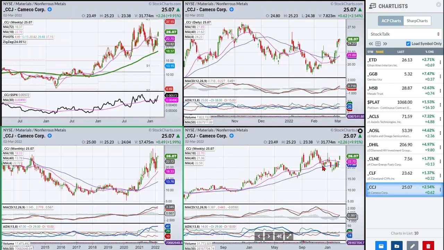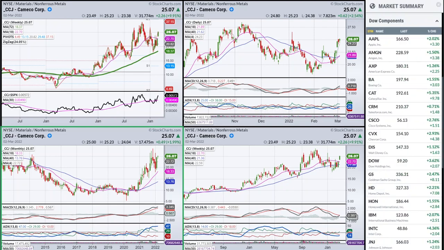CCJ, I like the looks of this one as well. Look at the zero line reversal on the weekly after we had a really strong move and pullback towards the 18-month with strong ADX here. So now I'm looking for this 18 on the weekly to kind of cup around and maybe get a little pullback or pause on the daily chart for the next entry point.